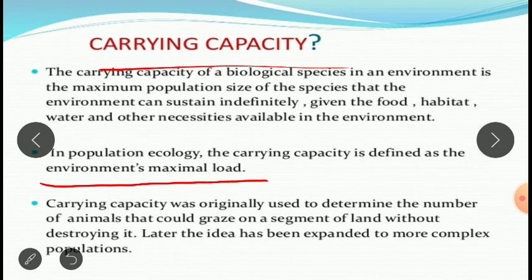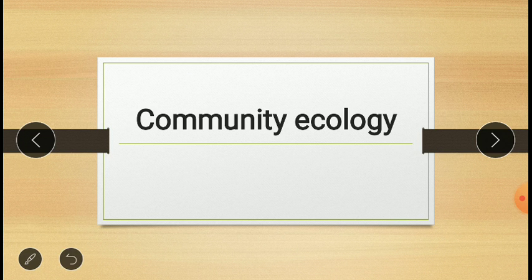Carrying capacity was originally used to determine the number of animals that could graze on a segment of land without destroying it. Later, the idea has been expanded to more complex populations. But here you only need to understand that carrying capacity is the maximum load the environment can take or allow for the growth of the population. So that is your carrying capacity, and this is all about your sigmoid growth curve, important from your exam point of view.